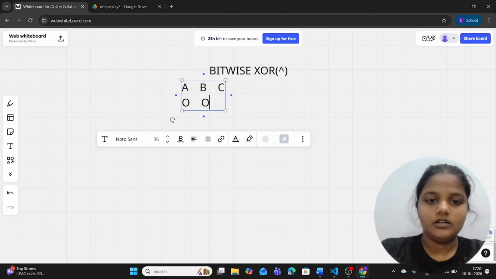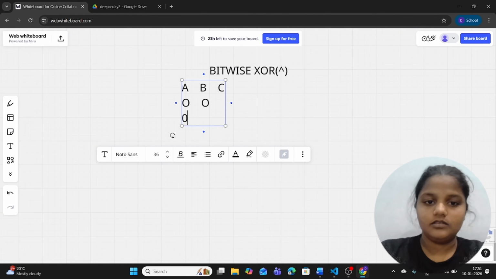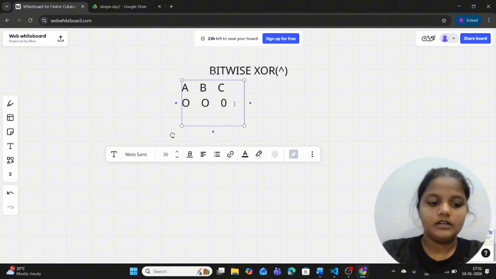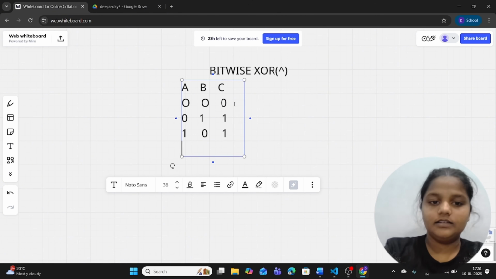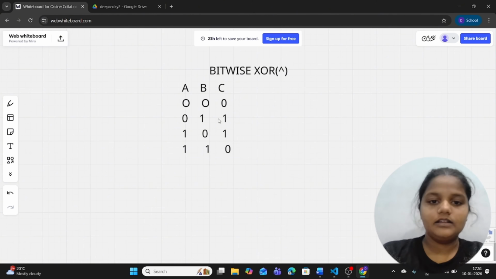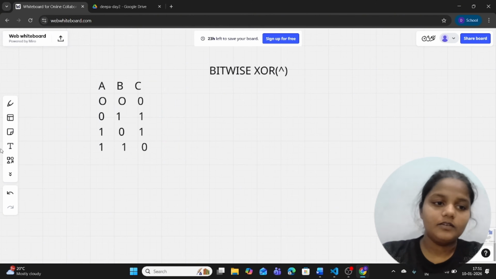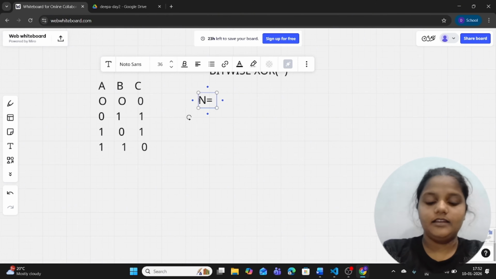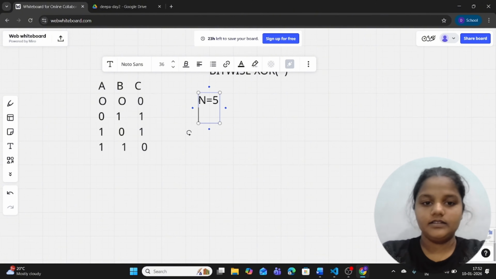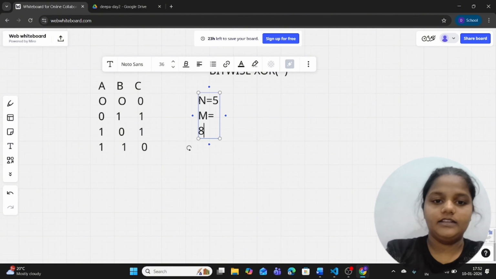So 0 0 will get 0, right? If it is 0 and 1, we will get 1. If it is 1, 0, we will get 1. If it is 1, 1, we will get 0. Okay? This is the truth table for XOR. Now we will see one example for this XOR. First, n equal to 5, m equal to 8.